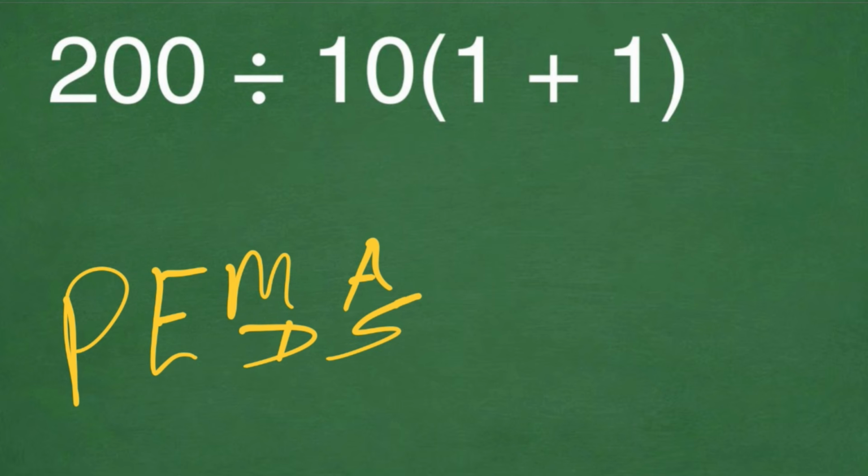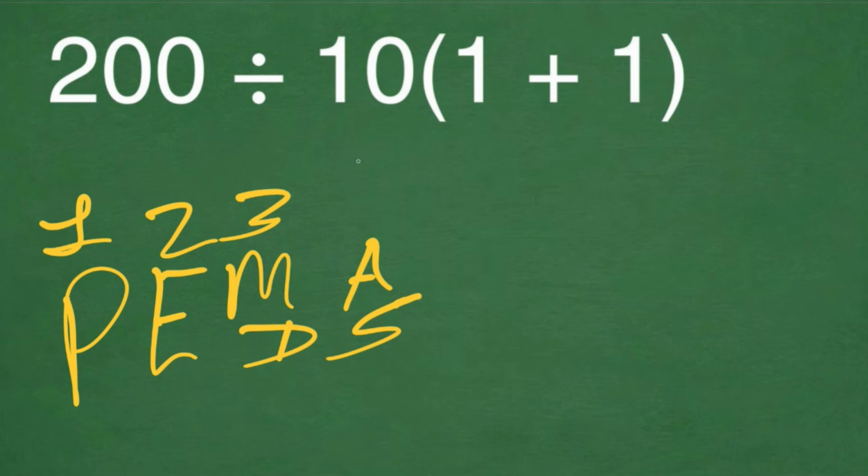According to this rule, the first thing to solve is parenthesis, right? Parenthesis is priority number 1. And the second thing to solve is exponent, and the exponent is priority number 2. And the third thing to solve is multiplication or division. It is priority number 3.